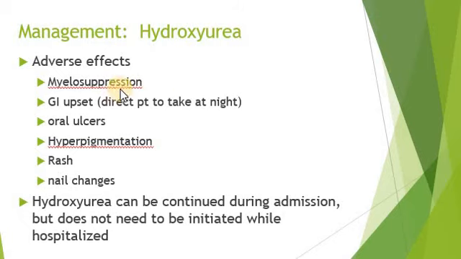It is a myelosuppressive agent. It can cause GI upset, and it is cytotoxic. It can produce oral ulcers, hyperpigmentation may be there. There may be a rash, there may be nail changes. Hydroxyurea can be continued during the admission but does not need to be initiated while hospitalized.